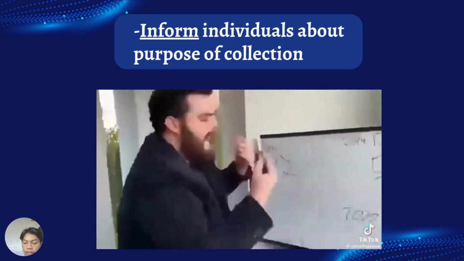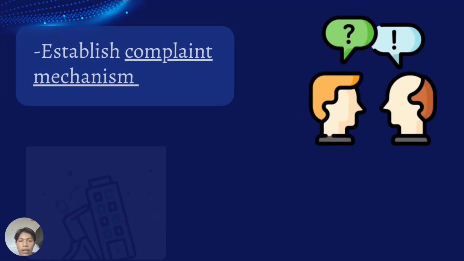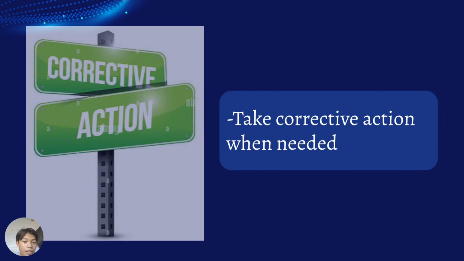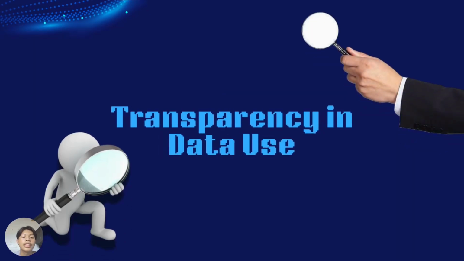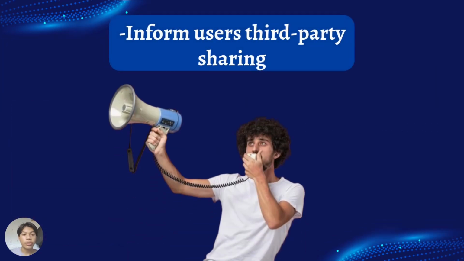And the next obligation is accountability. What does that imply? Institutions should establish a complaint mechanism, respond within a legal time frame, and take corrective action when needed. Next is transparency in data use. What does it mean when we say transparency in data use? Meaning, institutions should provide clear privacy policies and disclosure of data usage. Of course, it also includes informing users about third-party sharing.